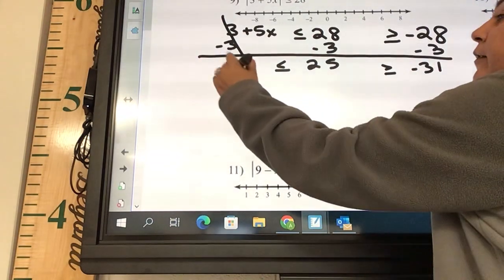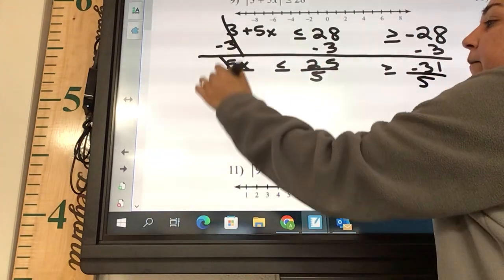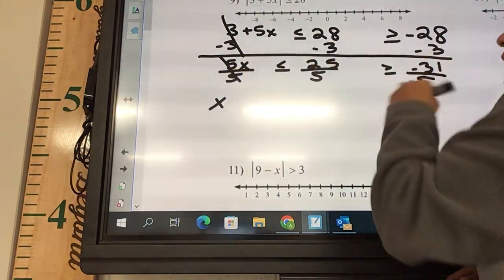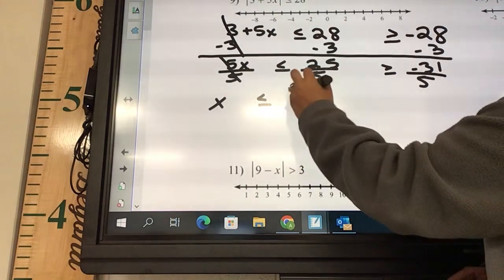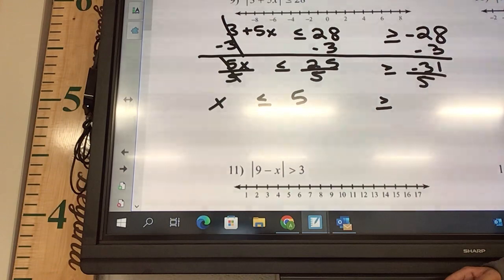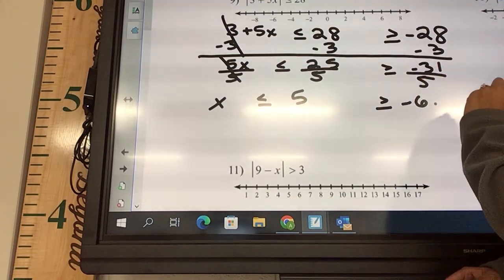Divide by 5. Do we need to flip our signs? No. Why not? The 5. Okay, so if that 5 was negative, then we got to flip it. 25 divided by 5. 5. Negative 31 divided by 5. Negative 6.2. Negative 6 point what? 2.